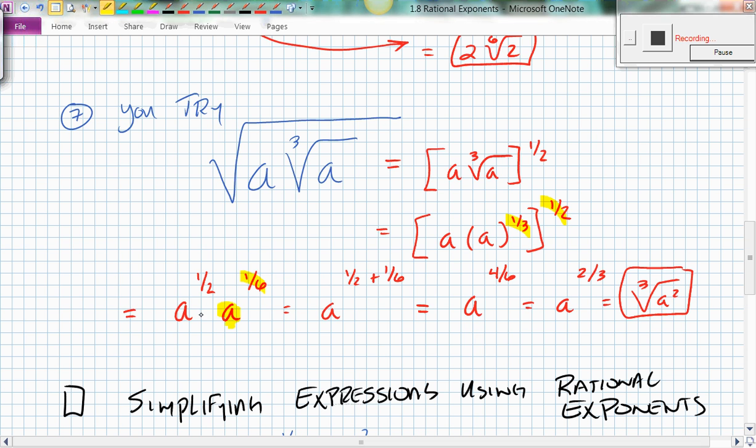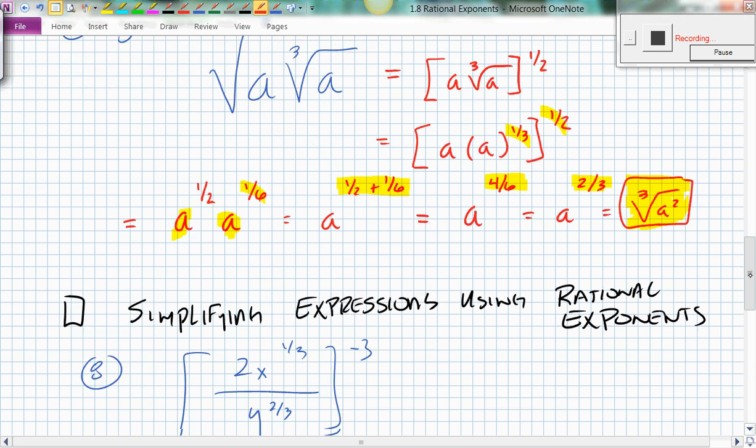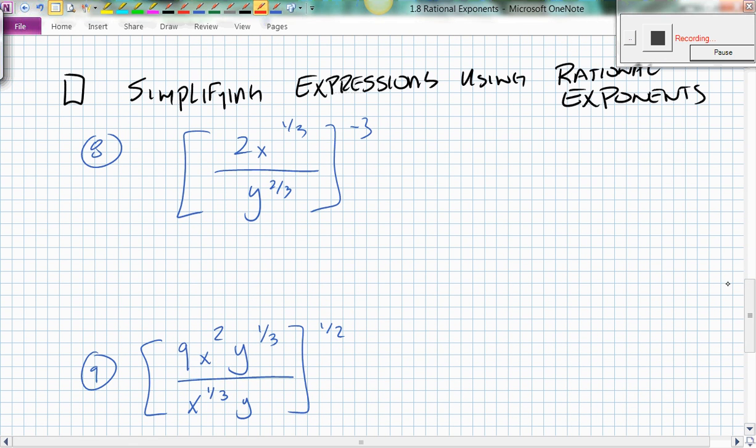Now notice your bases are the same. If your bases are the same, you add the exponents. So 1/2 plus 1/6 is 4/6, simplifying to 2/3, which gives you the answer of the cube root of a squared. Okay, then we went on to simplifying expressions using rational exponents.